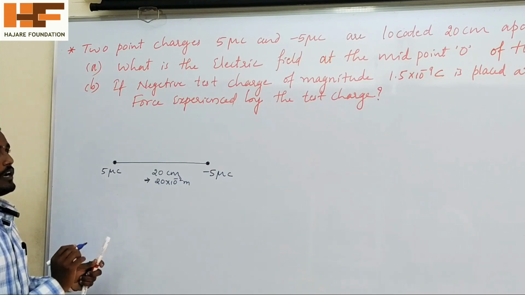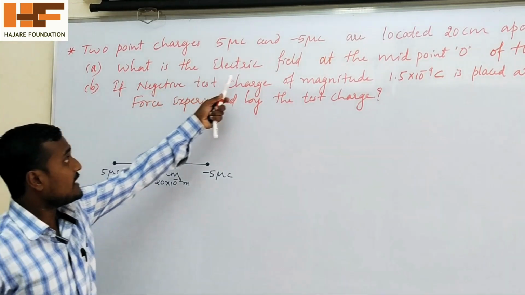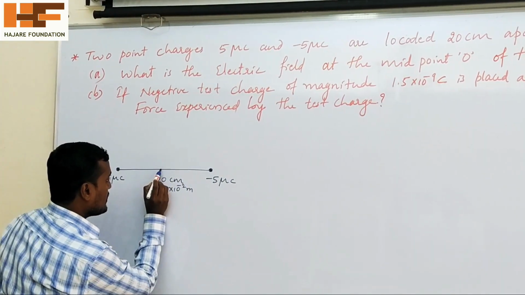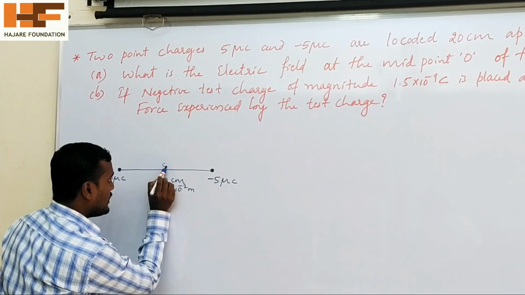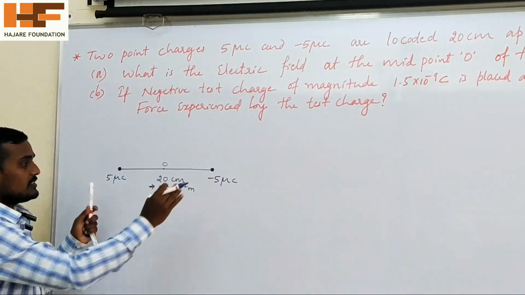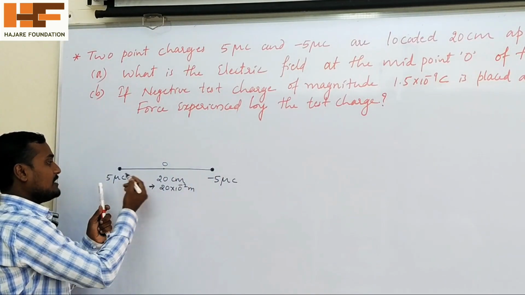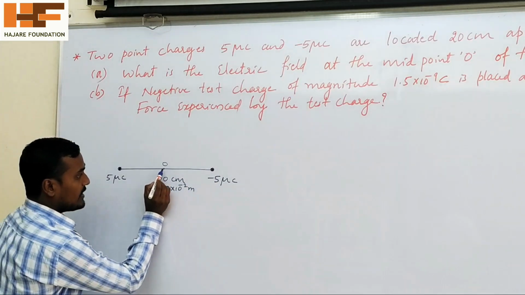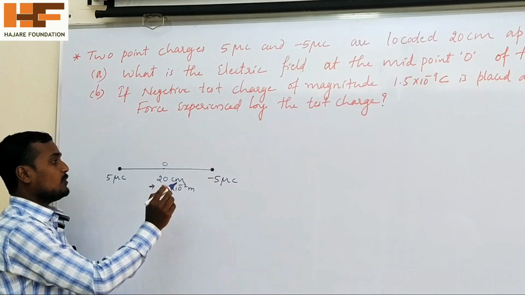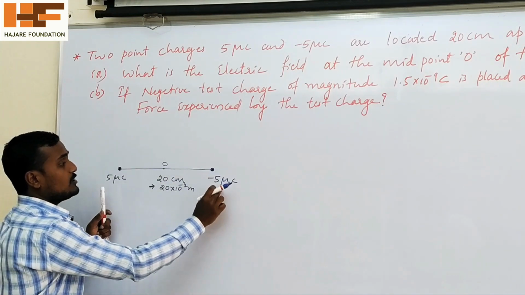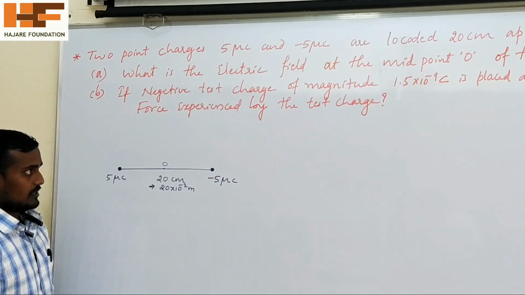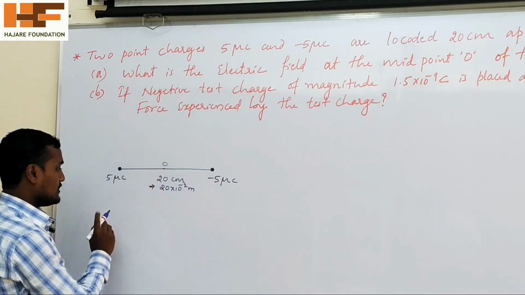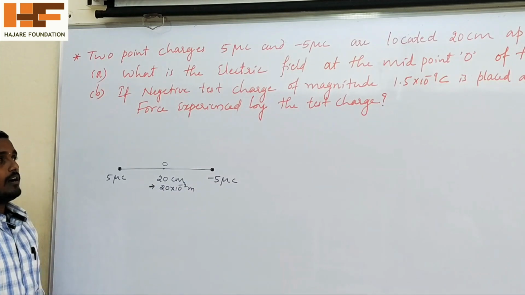Now here, we have to calculate the electric field at the midpoint O. Here, let us consider O is the midpoint of the dipole, because it has equal and opposite charges. Now at point O, we have to calculate the electric field due to these two charges. And how to calculate that electric field at the point O? First, we have to write the givens.